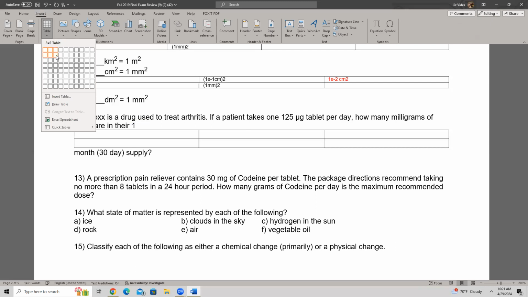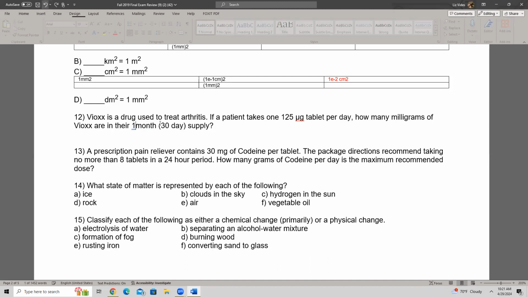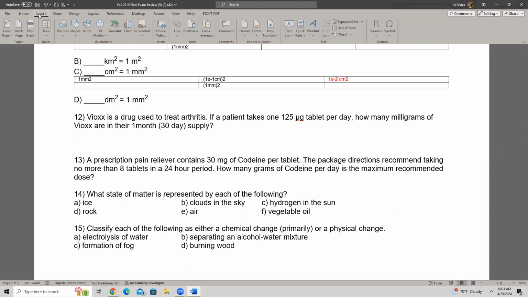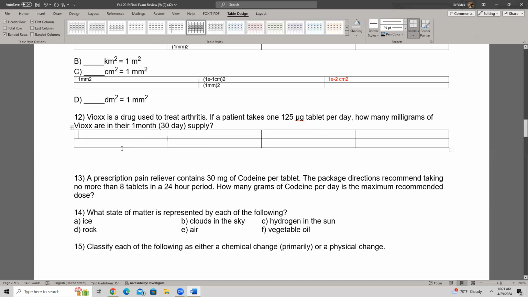And sometimes it can be dosing or whatever it might be. Okay, I think I might need 4. It just depends. So the first thing you need to know is what they're asking you.